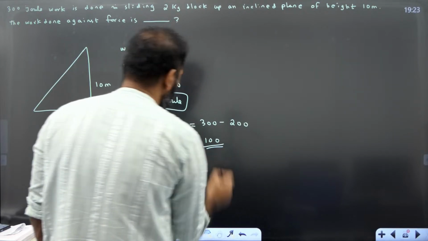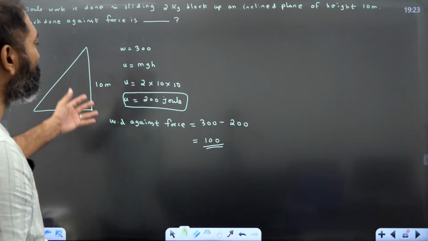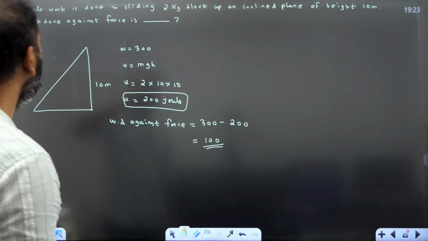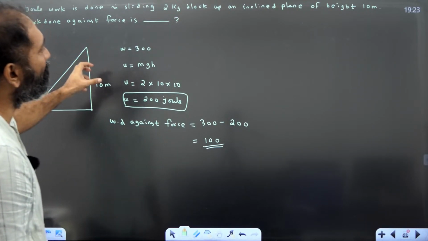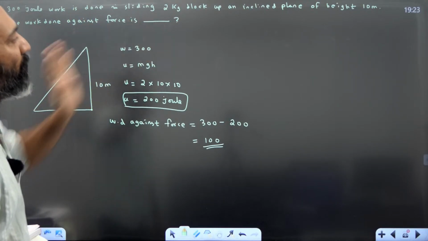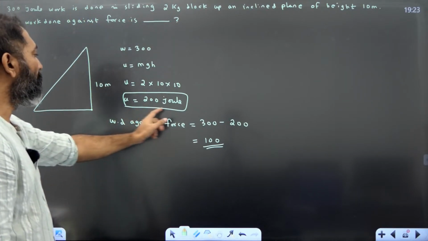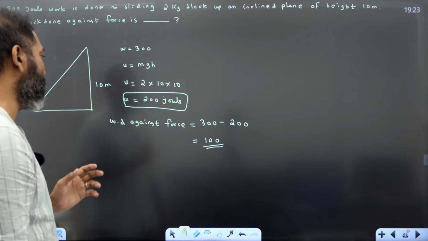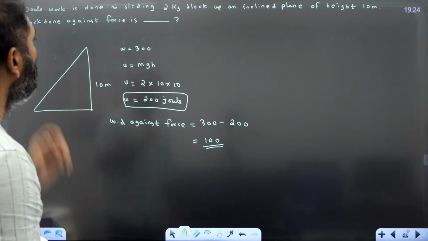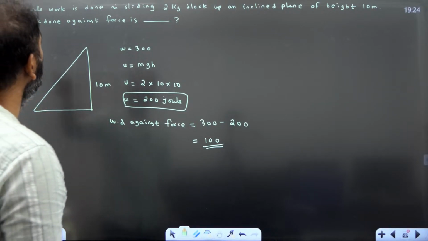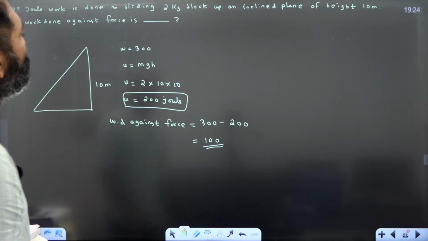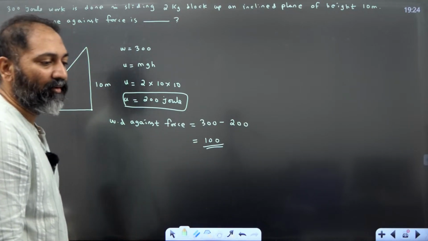That is equal to 100. Listen, when you read this question, you will think that it's very complicated. Actually, it is very simple. If a 2 kilogram block is at a height of 10 meter, what is its potential energy? 200 joule. U stands for potential energy. Now, how much work is done? 300 joule. So the work done against force is 300 minus 200, which is equal to 100.